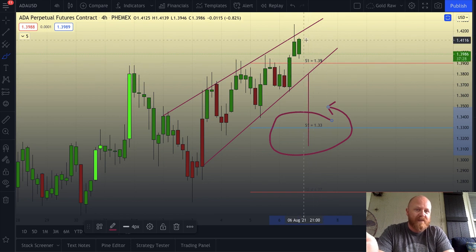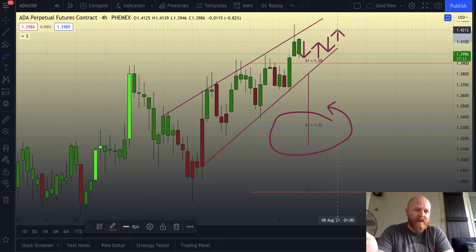You have an ascending wedge. And if you keep consolidating, if you print candles, you're in that wedge. At some point, you go up or you're going to fall out of it. And that's where you would fall, $1.33.